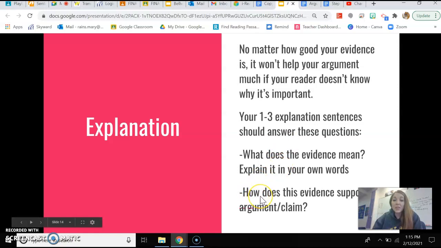And then the second thing is, how does that evidence support my argument or my claim? How does it support my reason that I put in my topic sentence? So you should at least have 2 sentences, one for each of those, if not a little bit more for the explanation.